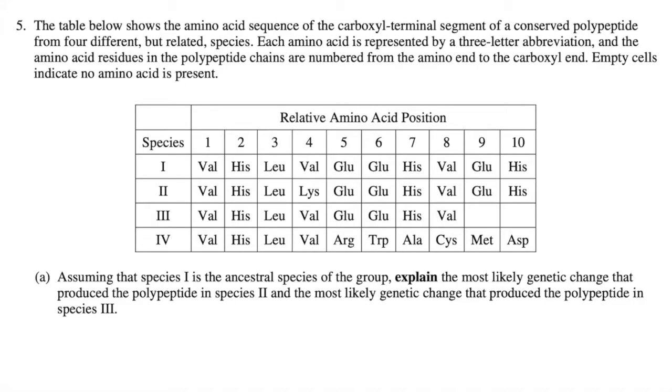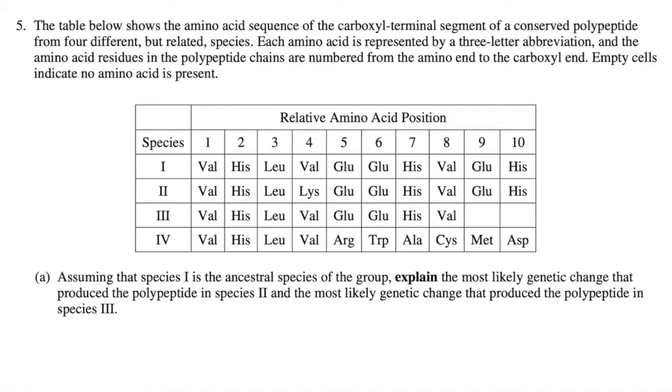Question 5. The table below shows the amino acid sequence of the carboxyl terminal segment of a conserved polypeptide from 4 different but related species. Each amino acid is represented by a 3-letter abbreviation, and the amino acid residues in the polypeptide chains are numbered from the amino end to the carboxyl end. Empty cells indicate no amino acid is present.